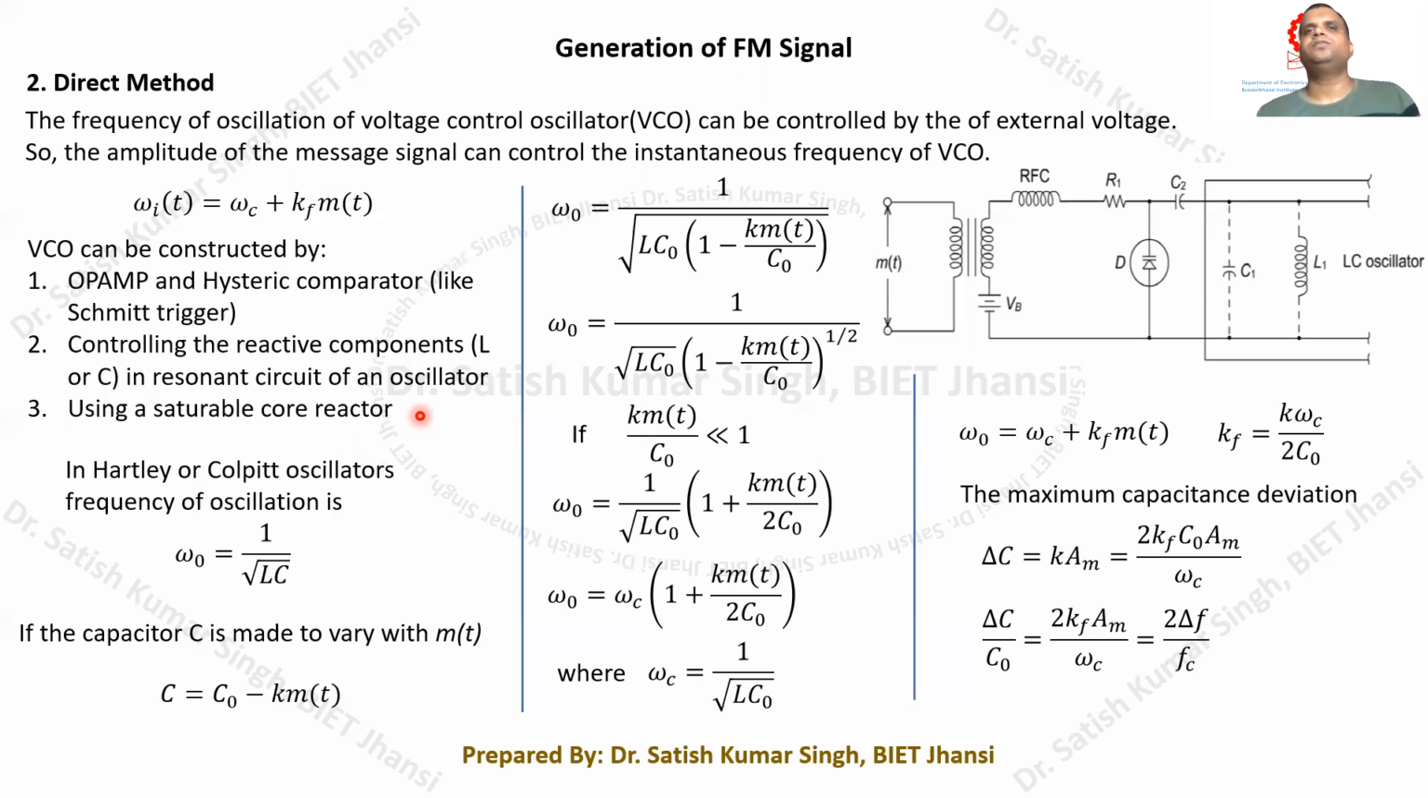Remember that such oscillators are generally not used for practical generation of the FM signal because of their instability. They do not give a very stable frequency output, and therefore the indirect method of generation of FM signal is more popular than the direct method. So try to go through this also. You will find how the Schmitt trigger works, and you will understand how the Schmitt trigger can also be used for the generation of the FM signal.